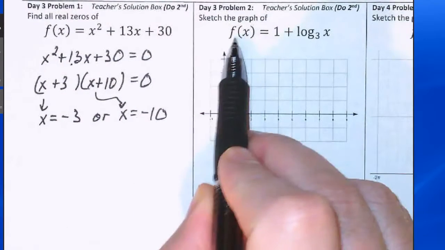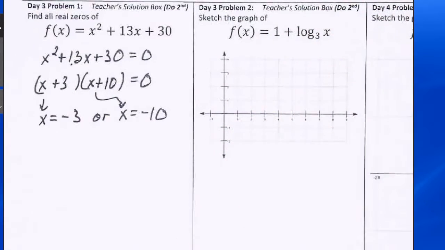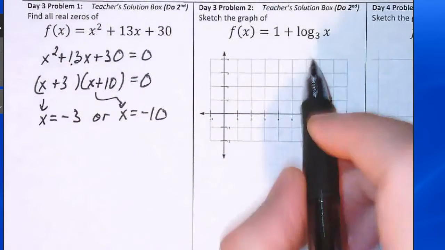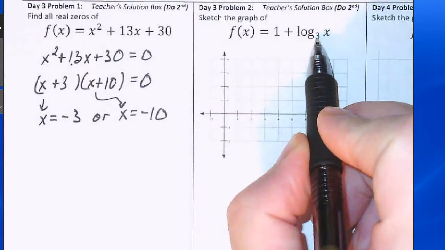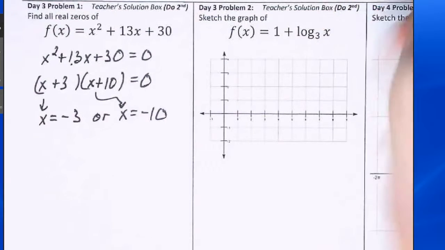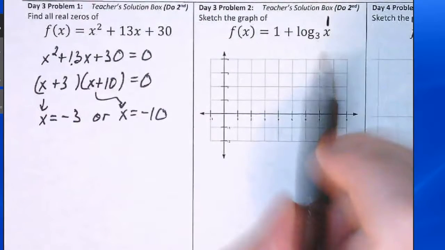Sketch the graph of f of x equals 1 plus log base 3 of x. We're going to graph this by plotting some points and then drawing a line through the points. This is a base 3 logarithm. Let's substitute numbers for x that are wise numbers to use when you have a base 3 logarithm. One number that's good to put in for the variable whenever you have a logarithm is 1.